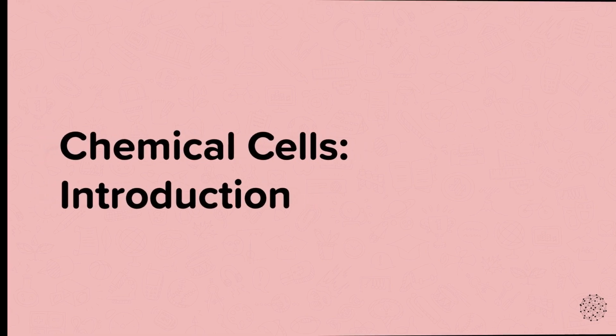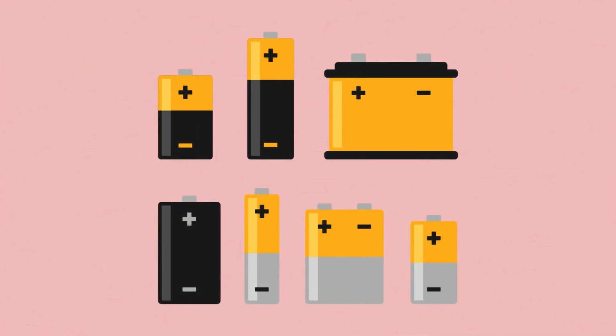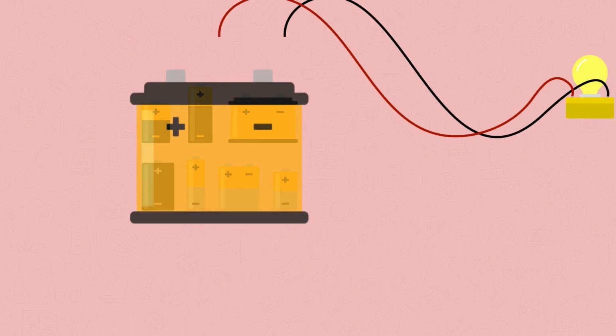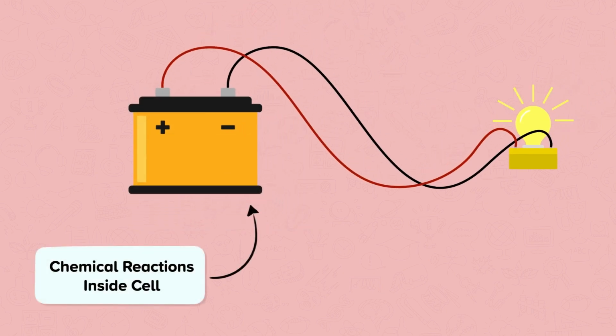This nugget is an introduction to chemical cells. These are chemical cells. Chemical cells store energy. They can be used to generate electricity within a circuit. Chemical reactions inside a cell create a potential difference that produces an electrical current. This is referred to as electricity.